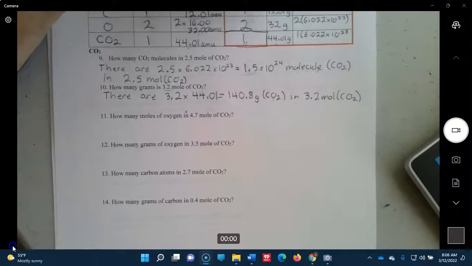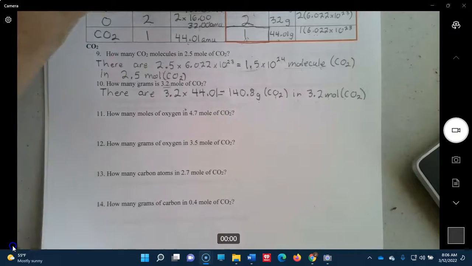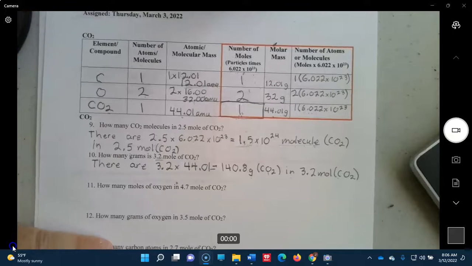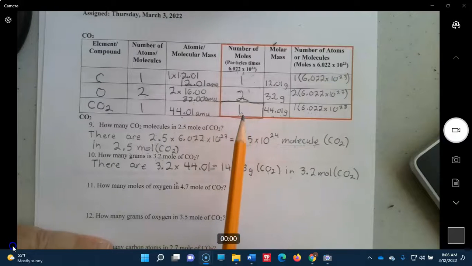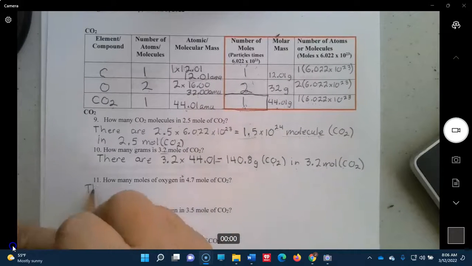Going to have to move the paper back and forth here as we get down lower on the page. How many moles of oxygen in 4.7 moles of CO2? So you come up here. There's oxygen number moles. If you want 4.7 moles of CO2, then you're going to need 4.7 times this many moles of oxygen, which is what you need for 1 mole. So 4.7 times 2 is going to be that.